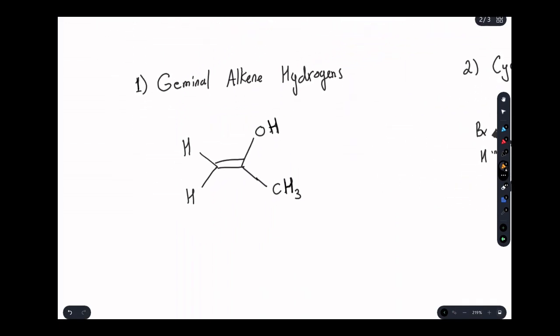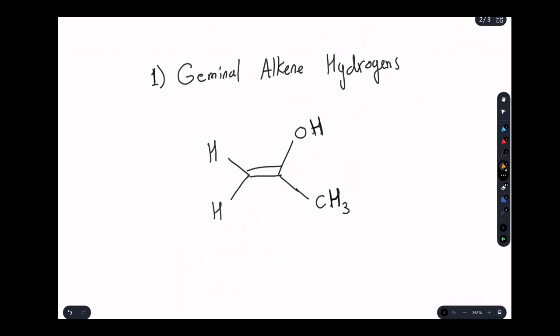Let's take a look at this molecule, the idea of geminal alkene hydrogens. Here, we have two hydrogens that are on the same carbon. However, they are different. They are not the same. Now, if this was a single bond, that carbon would be able to rotate, and these hydrogens would be equivalent. Remember, however, that a pi bond cannot rotate.